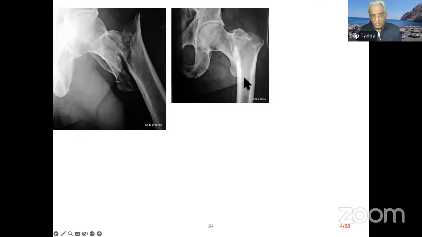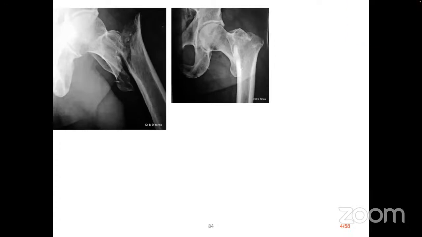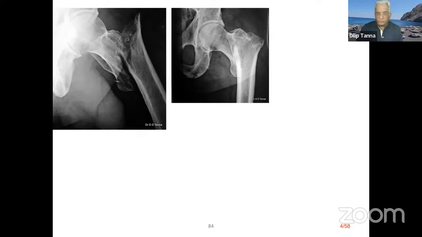This is the type of fracture which will be almost impossible to correct without opening it up the majority of the time. Any idea how will you correct this fracture? How will you reduce this fracture? Anybody? If you have seen these pictures, you know. If you haven't seen these pictures, you will never know. Sir, is it the epsilon, sir? That with traction alone, it will not reduce.